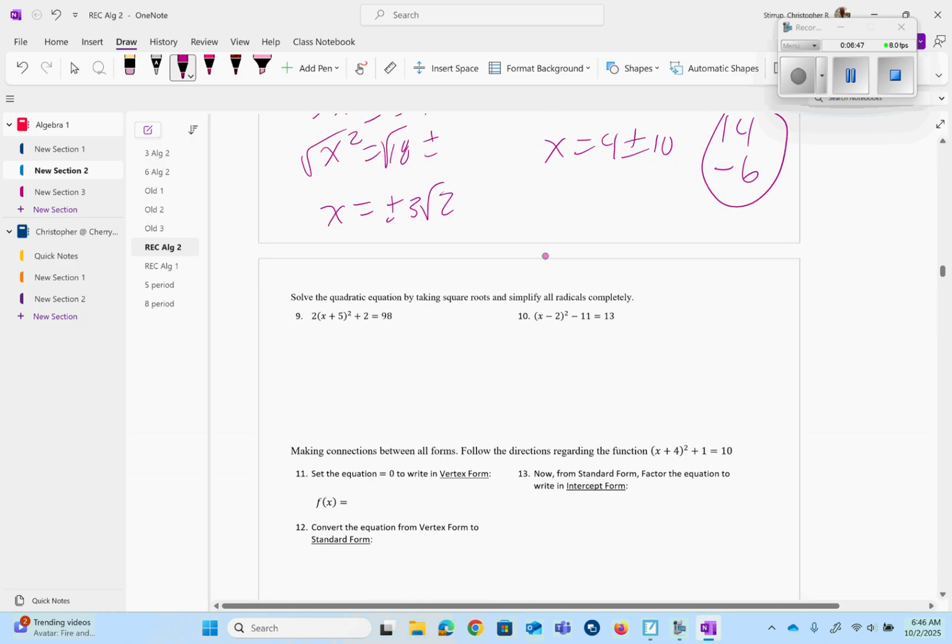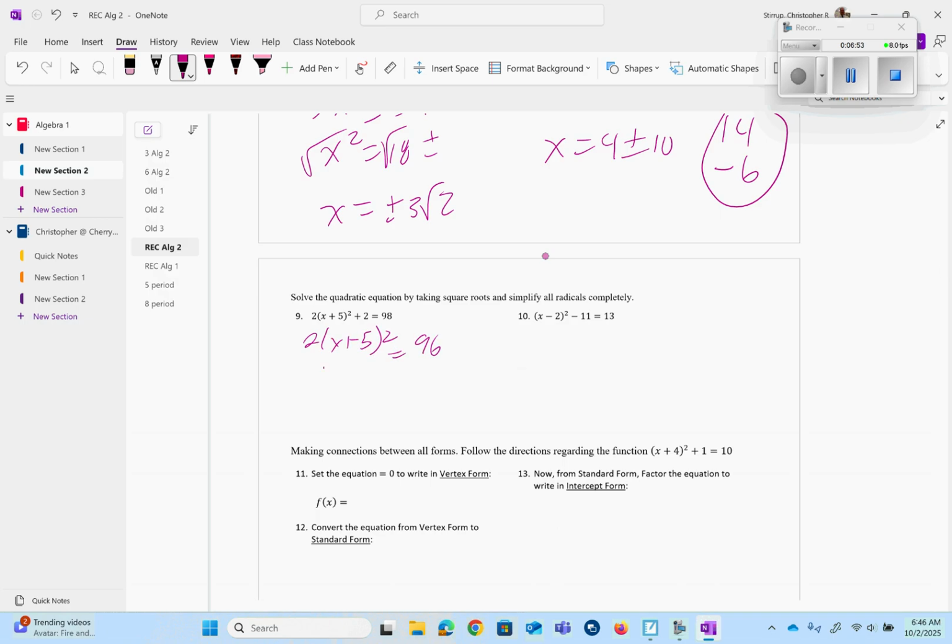Number 9, we're going to subtract 2 from both sides first. Divide each side by 2. So that's going to give me 48. Square root of both sides. Don't forget the plus minus.